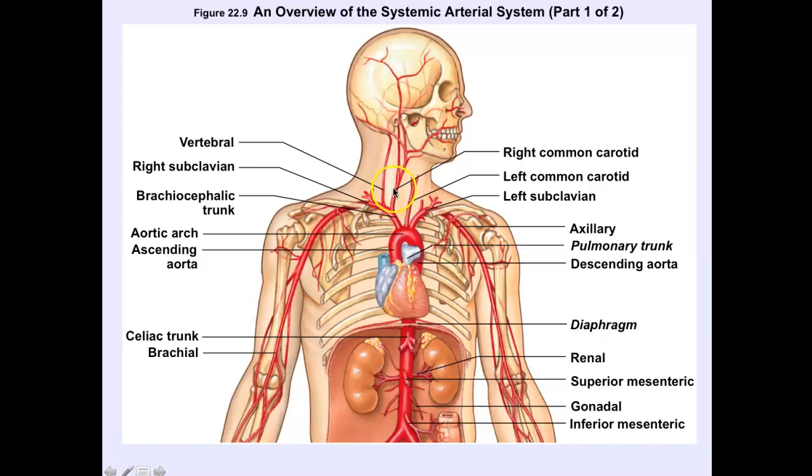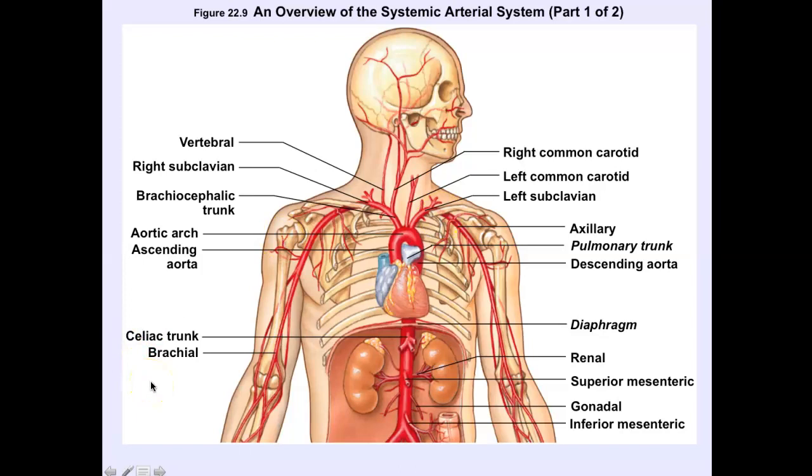Just like your right common carotid, right? There's our left common carotid. The only difference is there's no trunk. You can see it's going to split into internal and external, left internal and external carotid arteries. And then we have our subclavian on the left side. So this is your left subclavian artery, right? Again, under the clavicle.